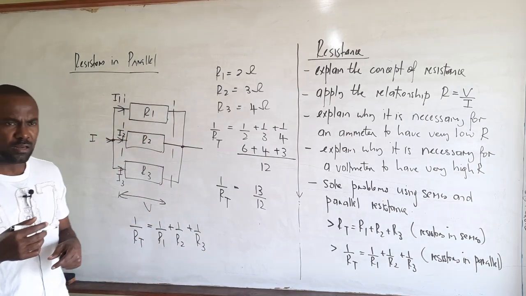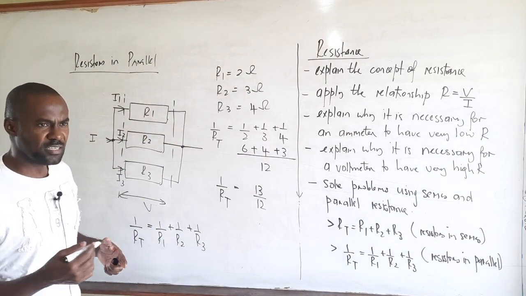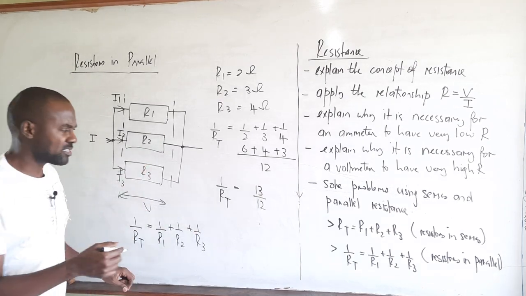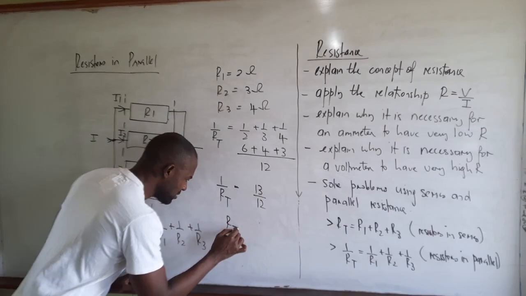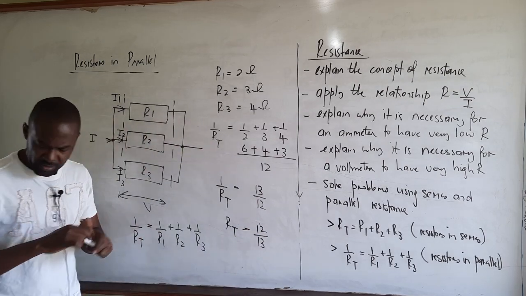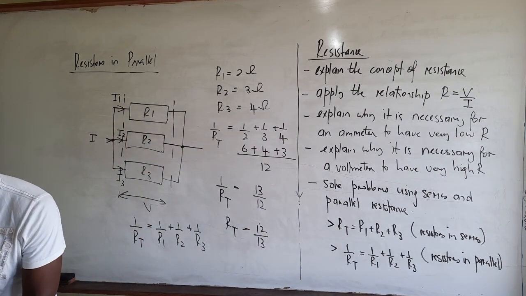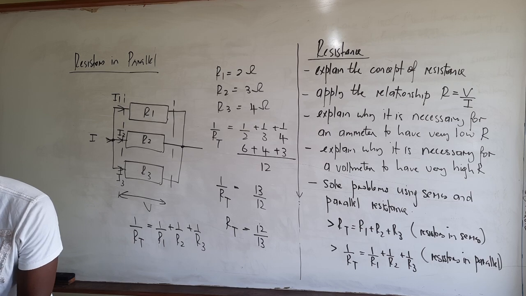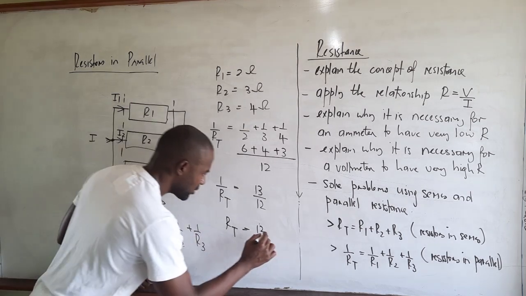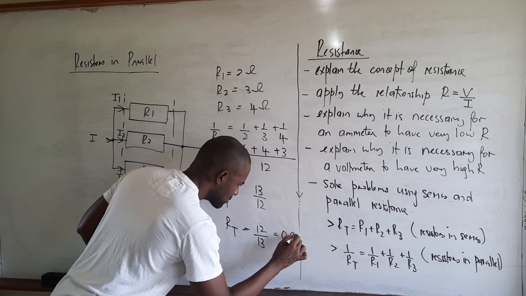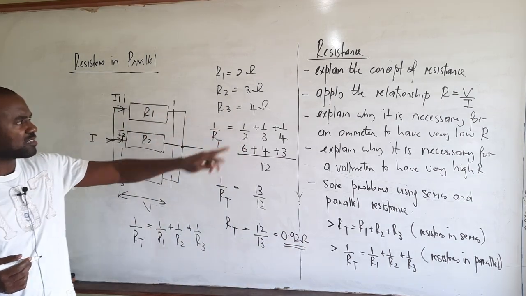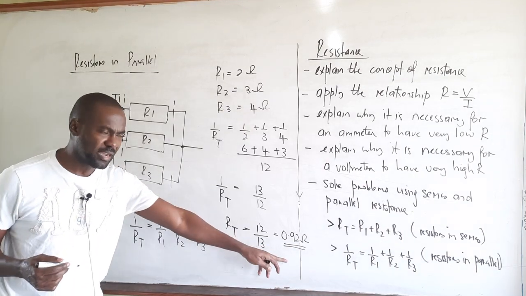So this is the reciprocal of the total effective resistance RT. But what you want to find is RT. So you basically have to flip both sides. And so we get RT will be equal to 12 over 13, which of course is less than 1. So 12 divided by 13 is approximately 0.92 ohms, right? So the total effective resistance of these three resistors connected in parallel would be 0.92 ohms.